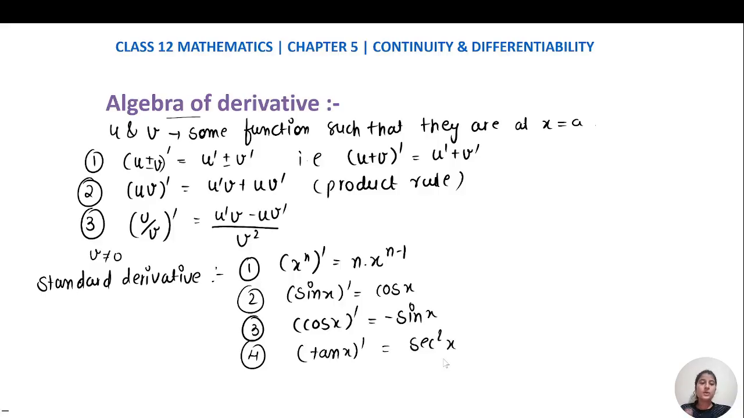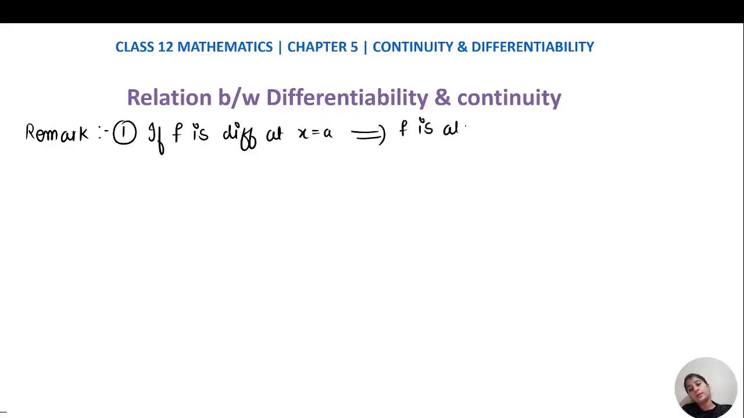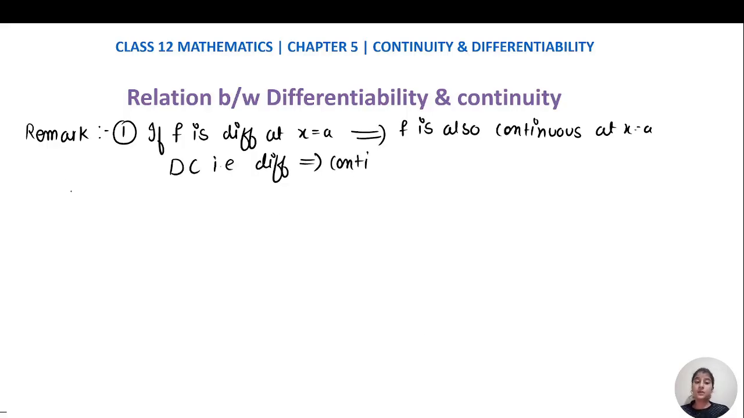Okay, now let's move to the world of derivatives. Derivatives play a very important role, but before that, let's look at the relation between differentiability and continuity. First, there is a remark you should remember, and I will explain the reason also. If our function f is differentiable at a point, say x equals a, then this implies f is also continuous at x equals a. That means, in short, you can learn it as DC: differentiability implies continuity. But the converse is not true.